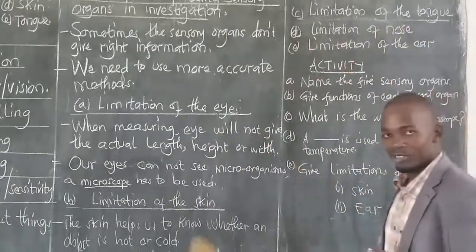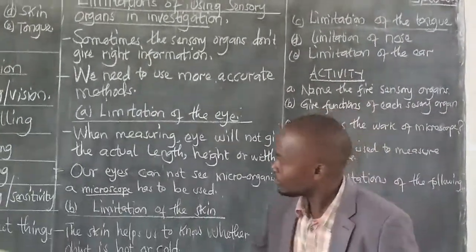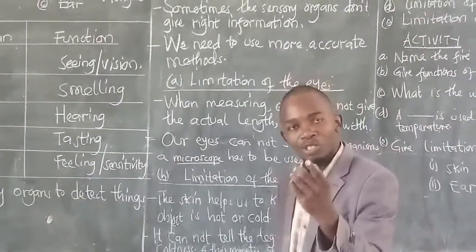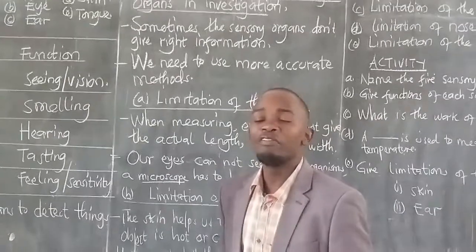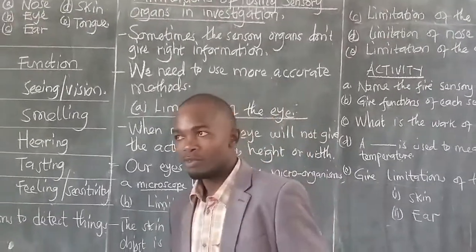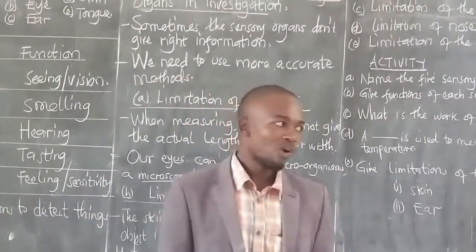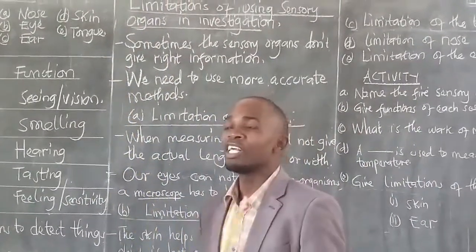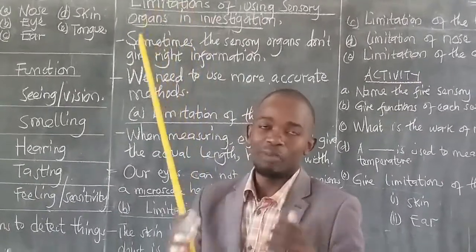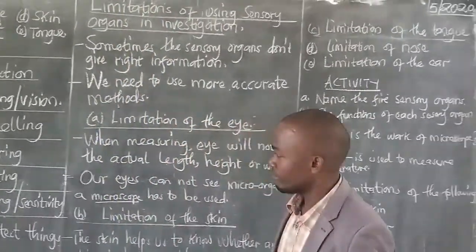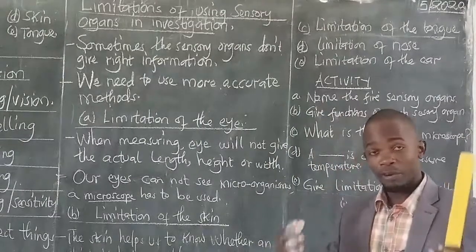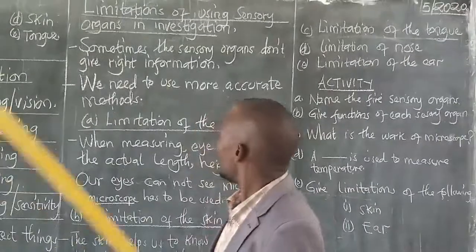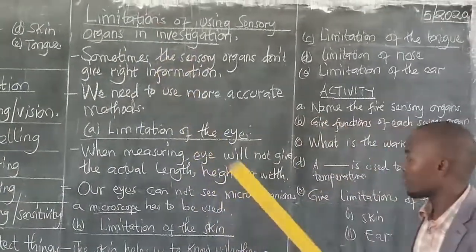Limitation of the nose. The nose is for smelling. Your nose will be able to give you the smell, whether an awful smell or a good smell, but it will fail to tell the degree of that smell. That is a limitation. I hope we are together and we are understanding the limitations of these sensory organs.